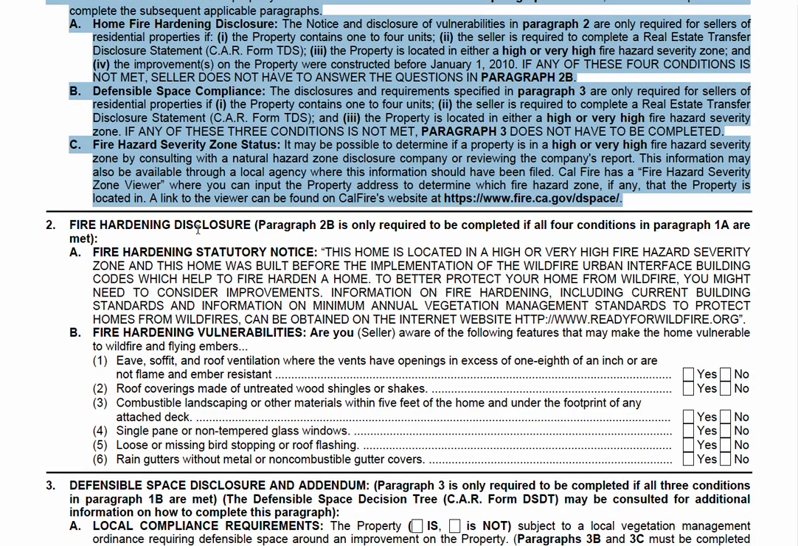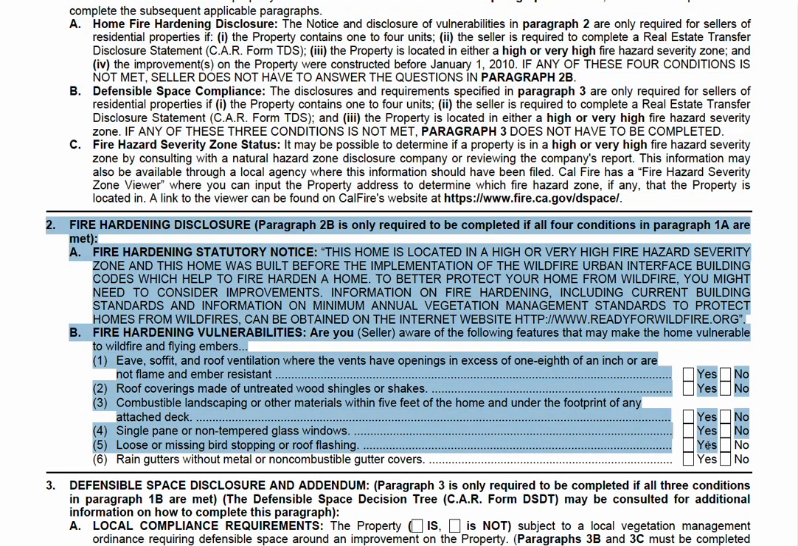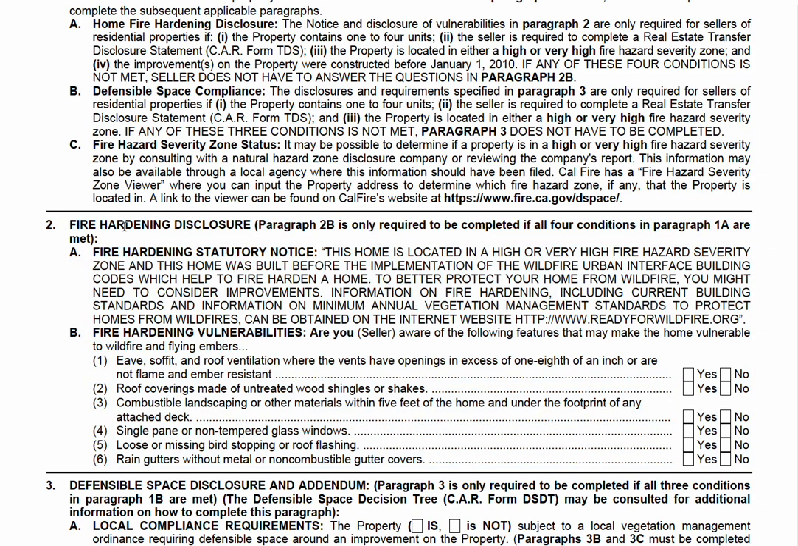That's simple. Okay, now we move on to section 2. This is where the seller actually has to fill something out. Now, you stick it in front. Of course, this is presuming that the property is in a high fire hazard zone, because if it's not, you're not doing this form. This whole thing goes away. You don't have to worry about this.